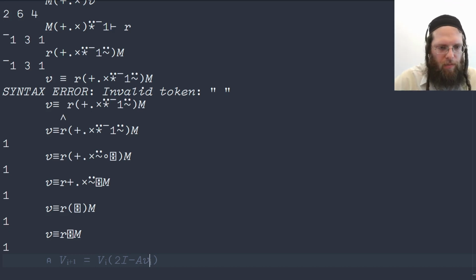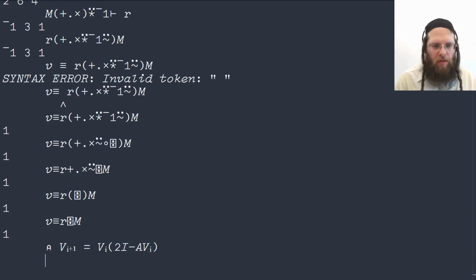You can look up their paper. So this is what they say: the next iteration is the previous iteration, V_i, multiplied by 2 times the identity matrix minus the Gram matrix, that is, the original matrix multiplied by the previous iteration. And we can rearrange this formula a little bit.